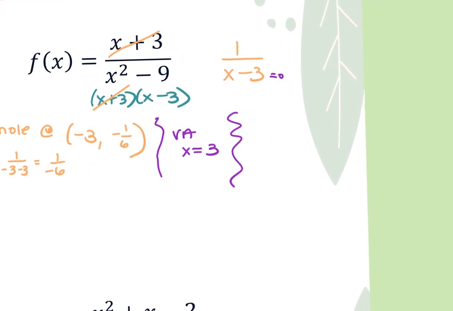Horizontal asymptote, I also look at the updated function. There's no x in my numerator, so it would be x to the 0. And in the bottom, it's x to the 1st. If the top is less than the bottom, the horizontal asymptote is at y equals 0 and there is no slant asymptote.